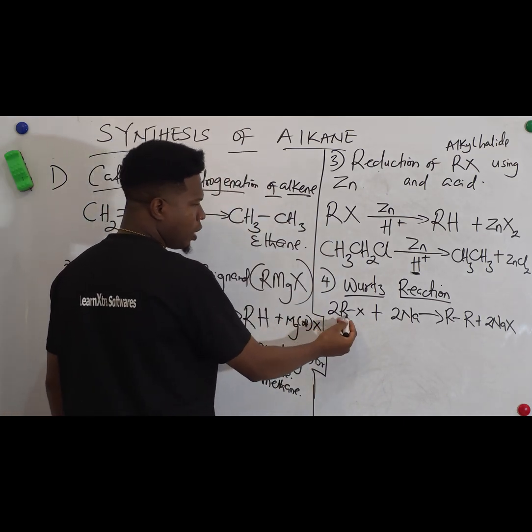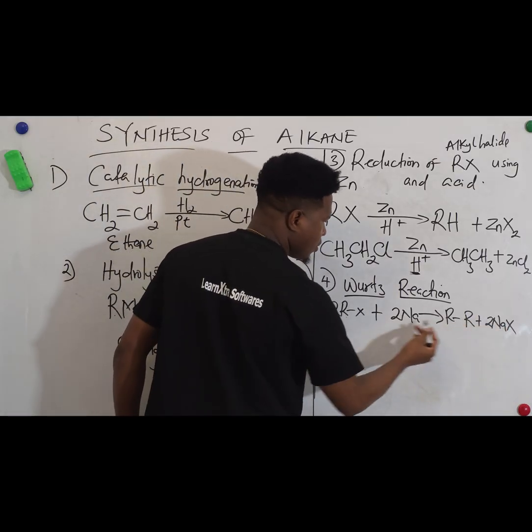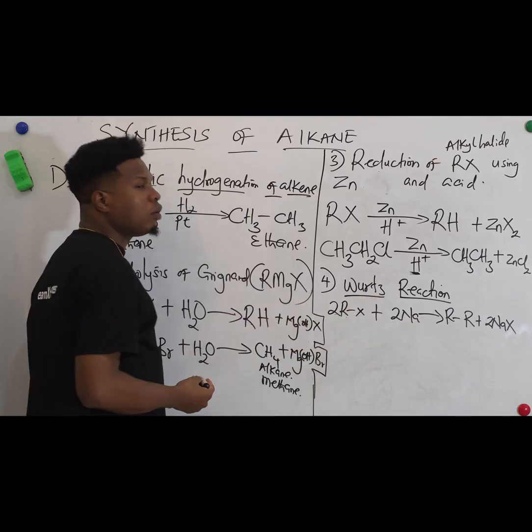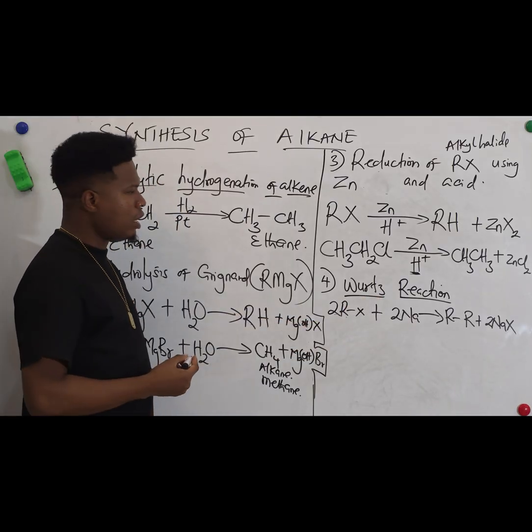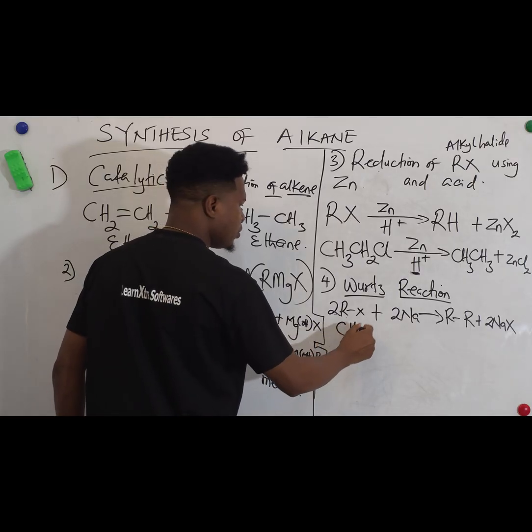So 2R is here, 2X, 2X, 2 sodium, 2 sodium. This is the general equation for the Wurtz reaction. Okay, let's use any alkyl halide, for example, let's say we have methyl bromide.